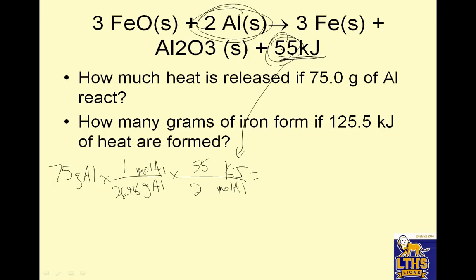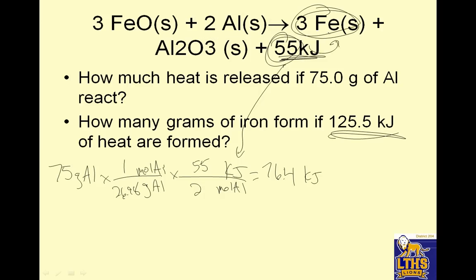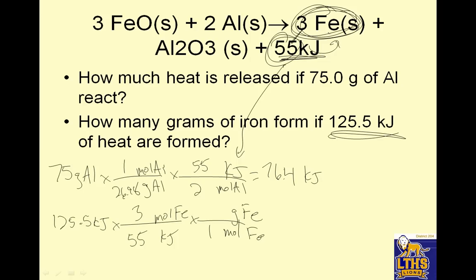75 divided by 26.98 times 55 divided by 2 is 76.36 kilojoules. How many grams of iron form if 125.5 kilojoules of heat are formed? So I'm looking for iron, and I have heat. So 125.5 kilojoules times a dividing bar, kilojoules on the bottom, and I want to go into moles of iron. I need an equivalency here, so 3 moles of iron will give you 55 kilojoules. Now I want to get grams of iron, so moles of iron and grams of iron. 1 goes with moles, and little g stands for grams, go to the periodic table, we get 55.85 grams of iron. So 125.5 times 3 divided by 55 times 55.85 is 382 grams of iron.